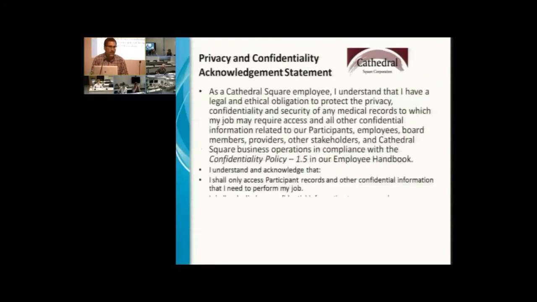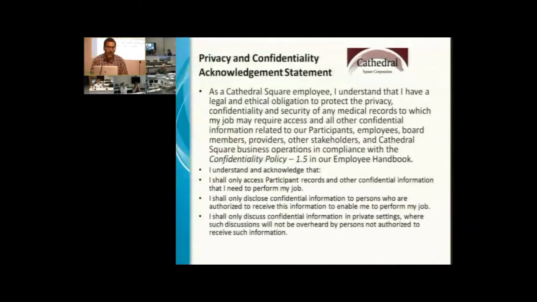This is a copy. It was also an attachment in the email of the privacy and confidentiality acknowledgement statement that every Cathedral Square employee signs. Every single employee is part of the intake. You sign this. In a previous job, I was an IT consultant. I can't tell you how many of these I've signed.